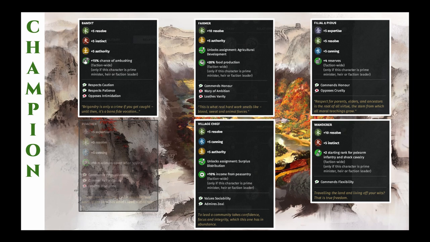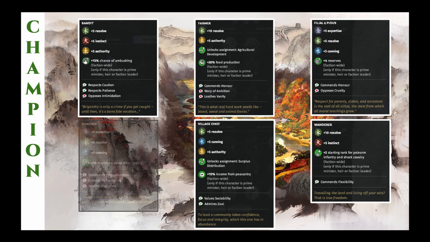Next, we have the farmer background, which will increase your food production faction-wide by 20%. This is quite good, as food is an excellent trade resource and vital for building tall. It is also relevant throughout the game, so farmer is definitely a background that I would keep an eye on. Next, we have filial and pious, which adds 4 reserve faction-wide. This background bonus is the definition of trash tier, as reserve level is completely useless in the game for the player. Nothing to say here, so let's move on.